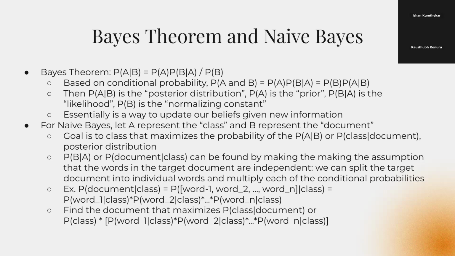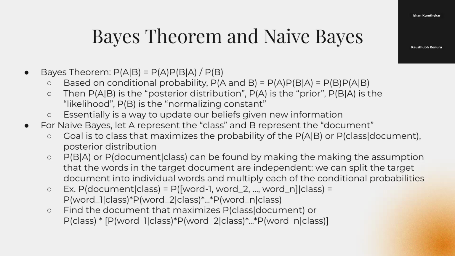So what does naive Bayes do? Naive Bayes just wants to find something that will maximize your posterior distribution. For the sake of our example, let's say A is the class and B is the document. That means if you give it a document, you want to find what class it is most likely going to be. So that's our question: P of class given document. But this is a little bit harder to find than the other three elements.